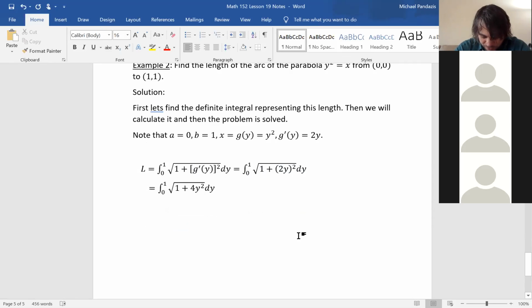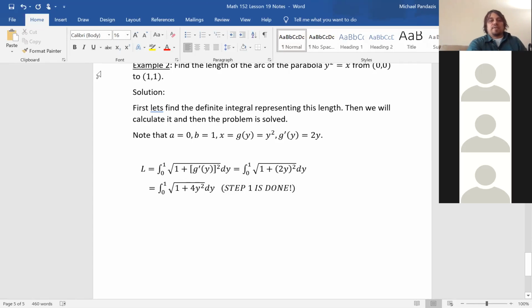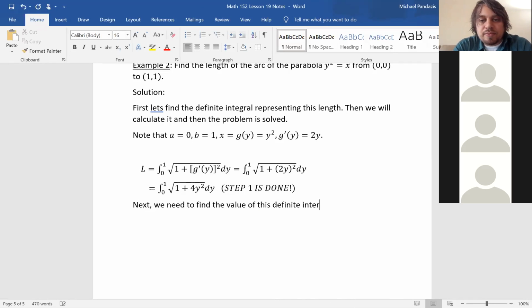And so here we need to use trig identities. Okay, so step 1 is done. We represented the length as a definite integral, but now we need to calculate this using trig identities. So next, we need to find the value of this definite integral. To do that, we use trigonometric substitution.